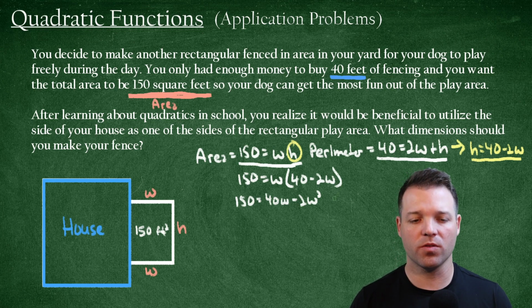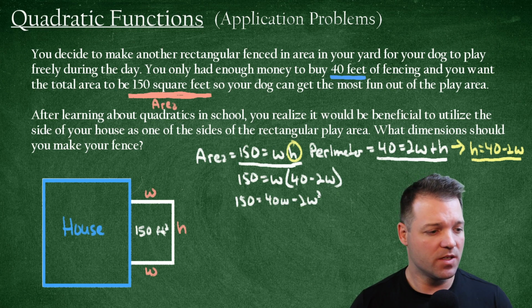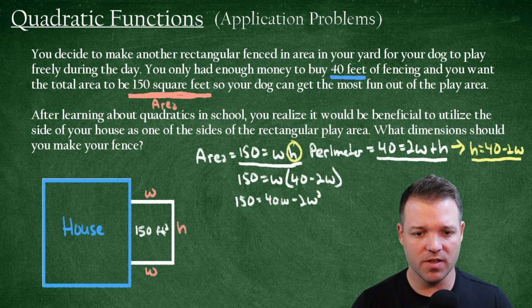Now we're going to start solving this thing. The first step in solving is going to be to get one side equal to 0. And since I don't like a negative here, I'm going to move everything over to the other side. So let's go ahead and do that.